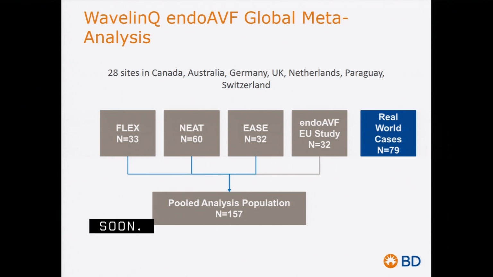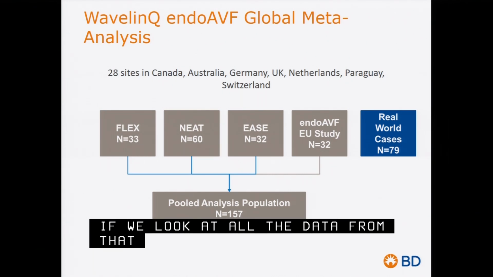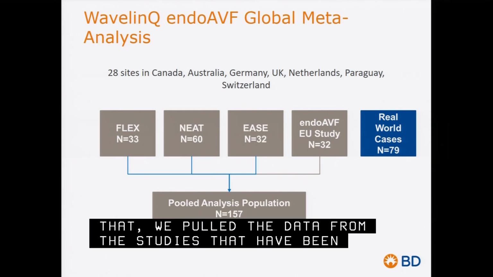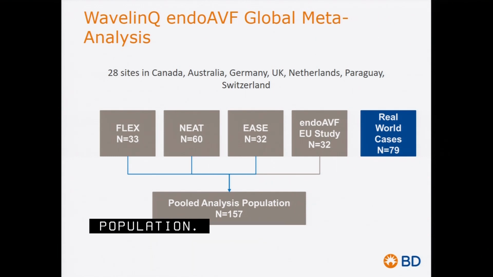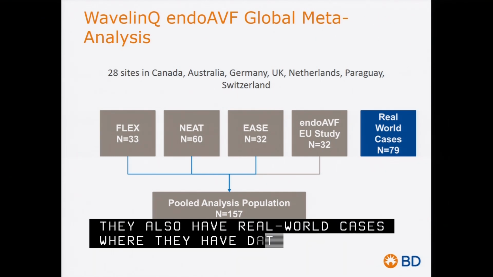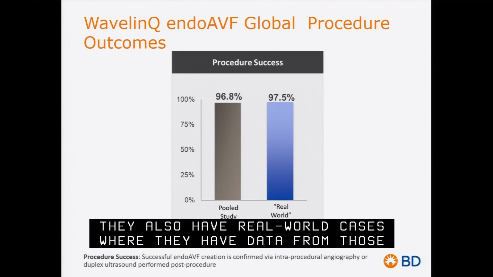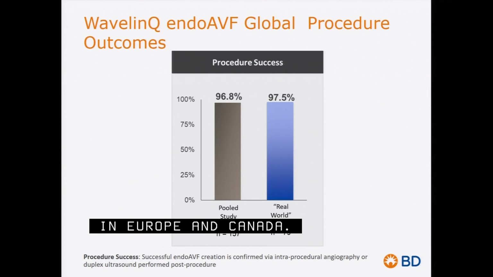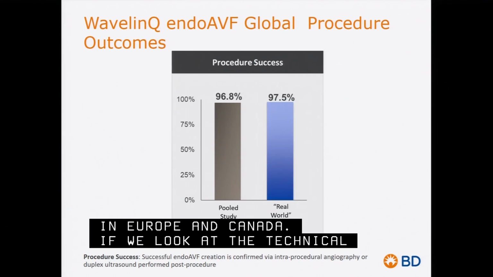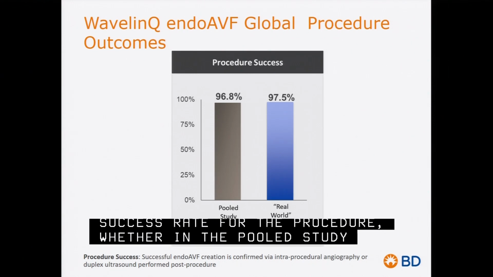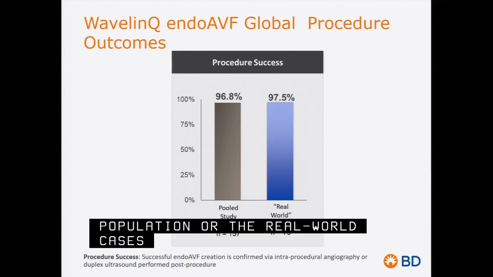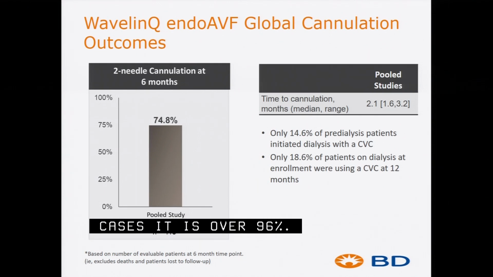So if we look at all the data from that, we can pool all the data from the studies that have been done, the FLEX, NEAT, EASE, and ENDO-AVF EU study, and that gives us a pooled analysis population. And they also have real-world cases where they have data, because the device is commercially available both in Europe and in Canada. If we look at the technical success rate for the procedure, whether it's in the pooled study population or in the real-world cases, you can see that it's over 96%. So relatively good procedural success, whether it's in a real-world case or on trial.